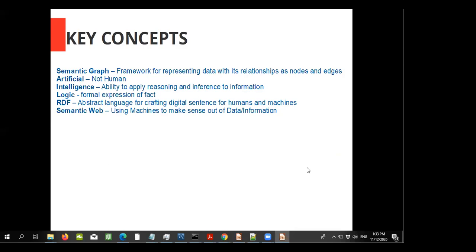Artificial, not human. So I need us to understand that intelligence in human beings should be the same thing as in machine. We've talked about intelligence, the ability to apply reasoning and inference to information, logic, formal expression of facts, RDF, an abstract language for crafting digital sentences for humans and machine. So we're going to use RDF to create knowledge, okay?